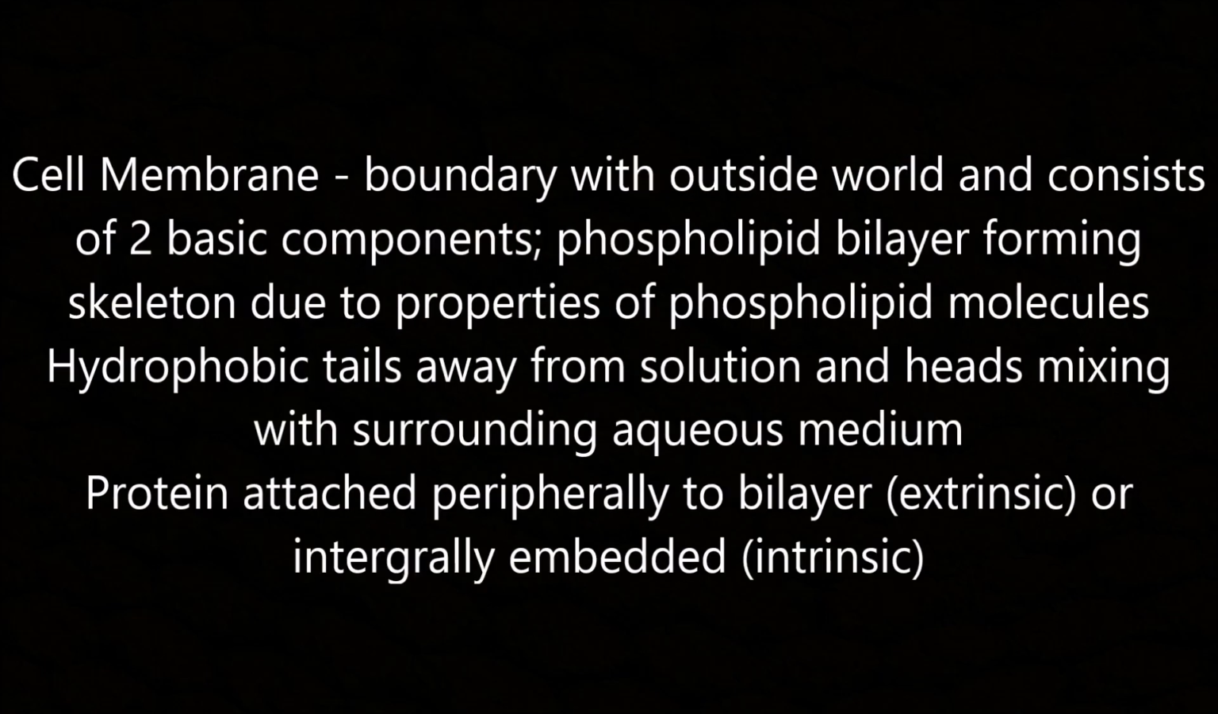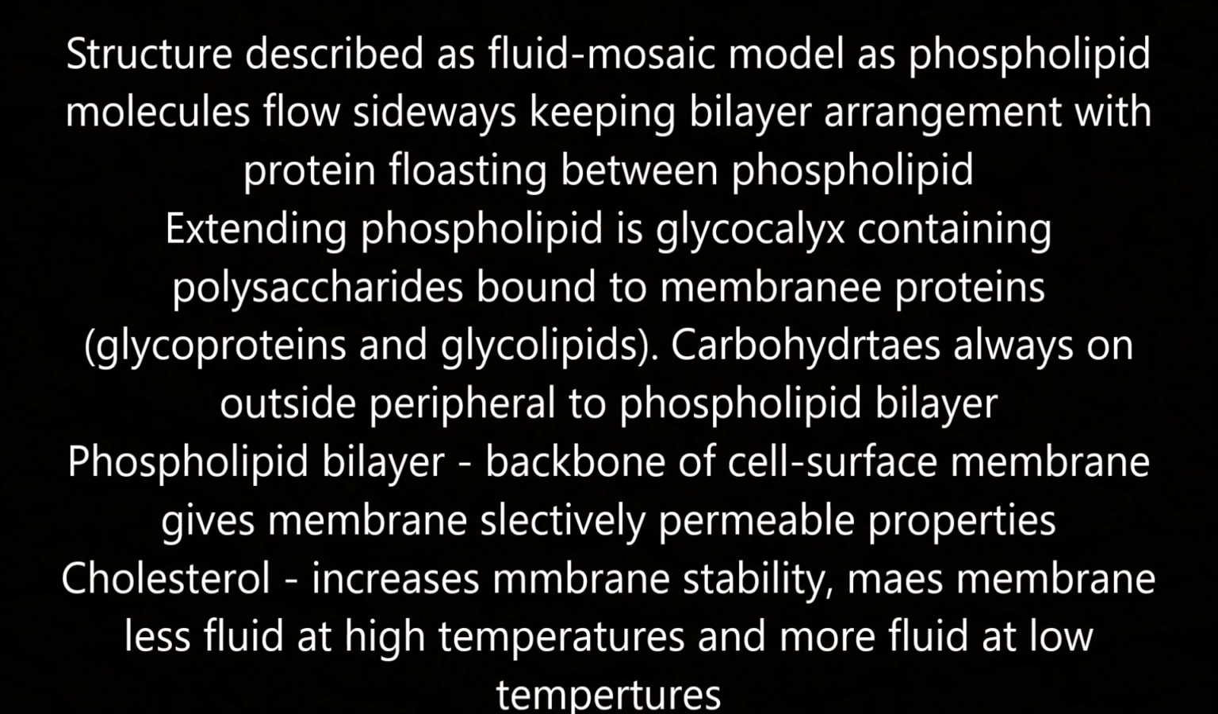The cell membrane is the boundary with the outside and consists of two basic components: the phospholipid bilayer, forming the skeleton due to the properties of phospholipid molecules, which have hydrophobic tails away from the solution and heads mixing with the surrounding aqueous medium. Proteins are attached peripherally to the bilayer, which is extrinsic, or integrally embedded, which is intrinsic. The structure is described as the fluid mosaic model, as phospholipid molecules flow sideways, keeping the bilayer arrangement, with proteins floating between phospholipids. The extended phospholipid is a glycolipid, containing polysaccharides bound to the membrane proteins, forming glycoproteins and glycolipids.